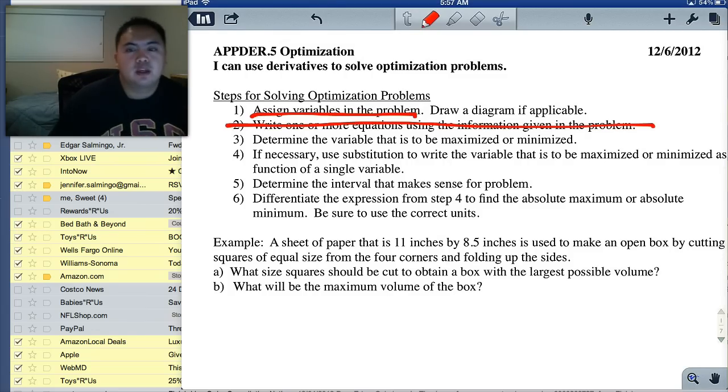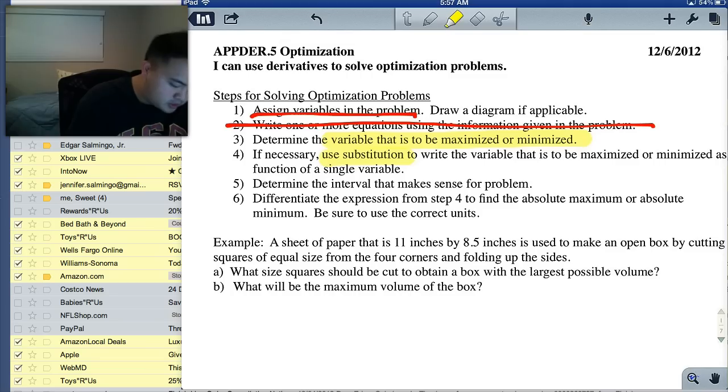Okay. Number 3 says you're going to determine the variable's maximum and minimum. So the very first thing I want you to do after you draw a picture is identify what we are trying to maximize or minimize. So how about this, I'll use a highlighter. What's that variable that you're maximizing or minimizing? Okay. If necessary, you're going to use substitution, or another way to think about this is that I need to get the equation in just one variable.